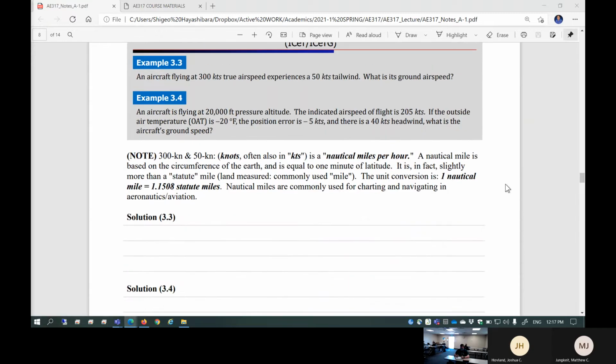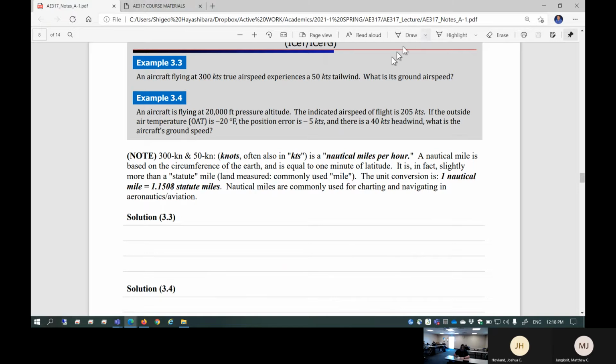All right, so let's continue. Example 3.3. An aircraft flying at 300 knots. Like I said, knots are nautical miles per hour. It's a horrendously non-standard unit, but we oftentimes use it for airspeed of aircraft. So 300 knots true airspeed. So true airspeed is given. It experiences a 50 knots tailwind. What is its ground airspeed?